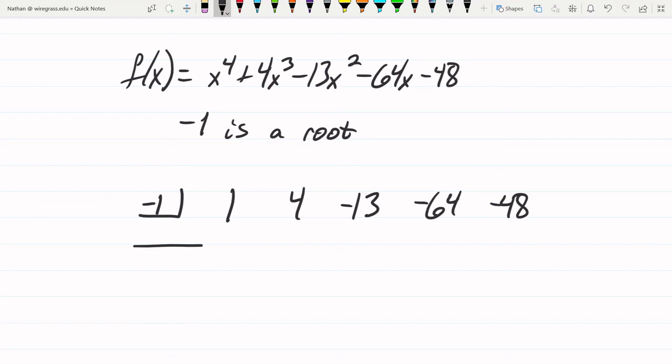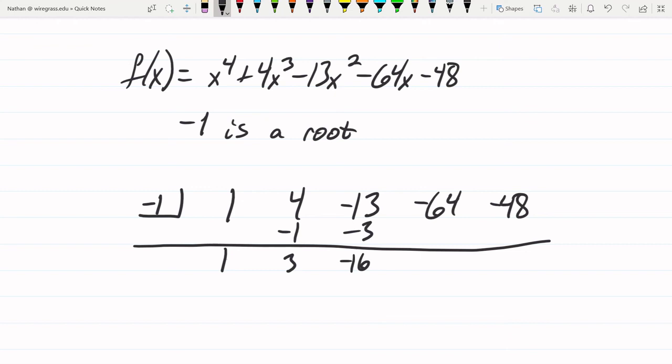A lot of times, if you can just divide out what you have and then go from there, it'll give you the next step forward. So add going down, multiplying going up. 4 minus 1 is 3. Multiplied gives us -3. Then -16 multiplied by -1 gives us +16, -48, and we do in fact get 0. So -1 is a root.